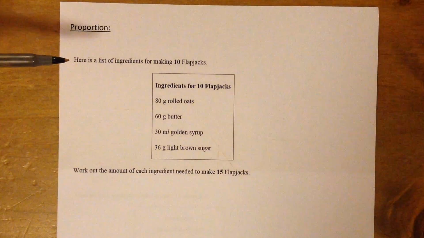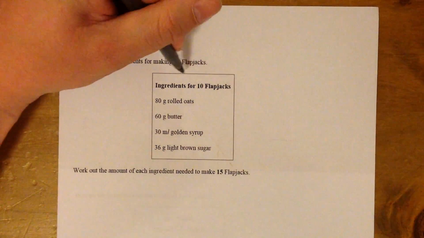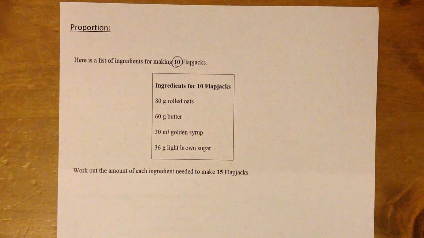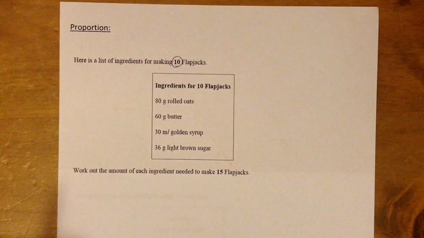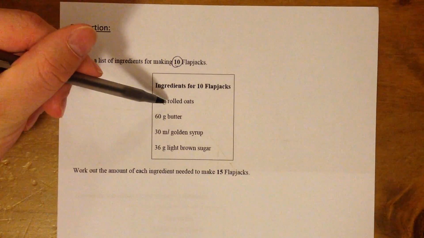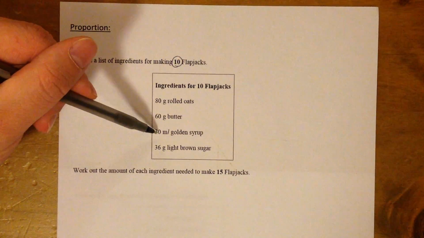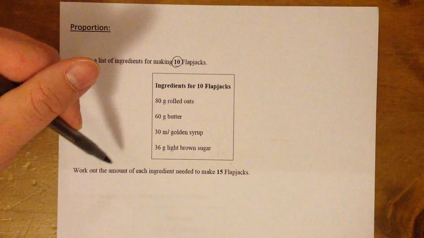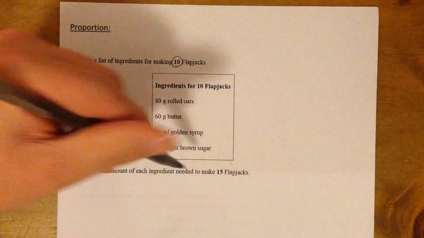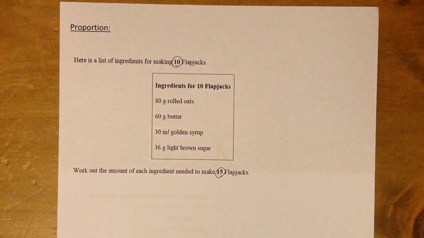We've got a list of ingredients for making 10 flapjack bars. So if this was me in my exam, that's the first thing I'd highlight because it tells me how much ingredients I need for a set amount. So we've got 80 grams of oats, 60 grams of butter, 30 millilitres of golden syrup and 36 grams of brown sugar. And then it asks us to work out the amount needed for 15 flapjacks.